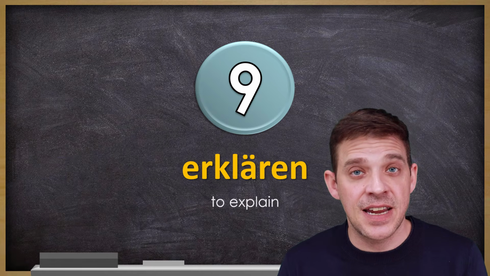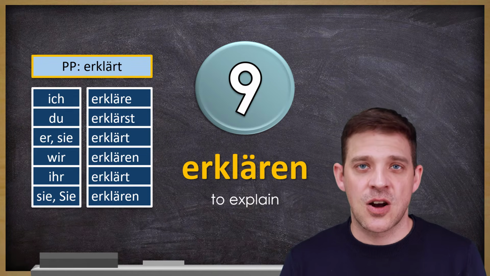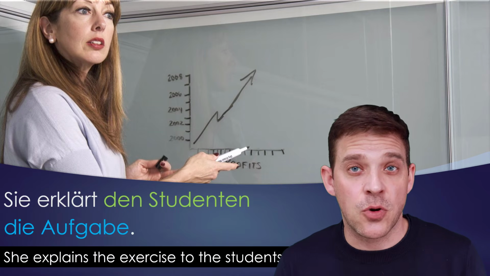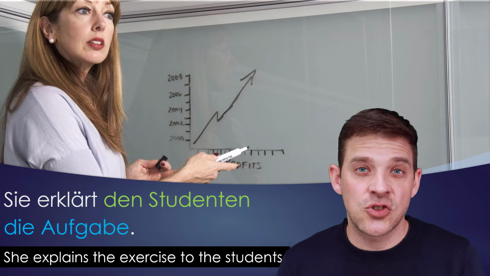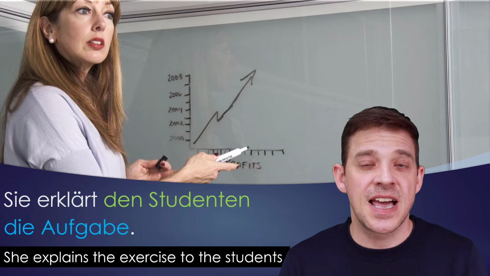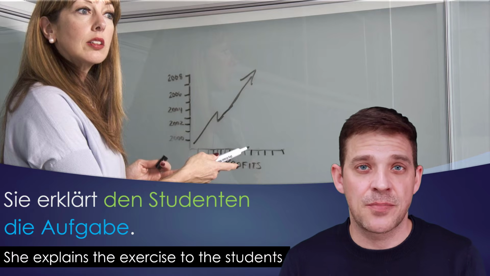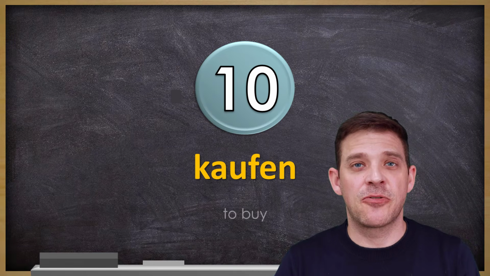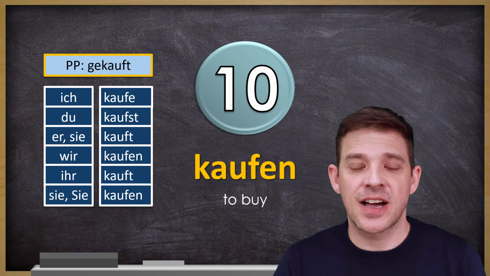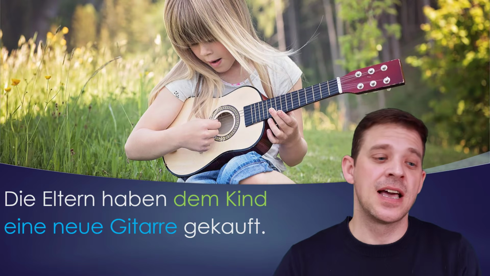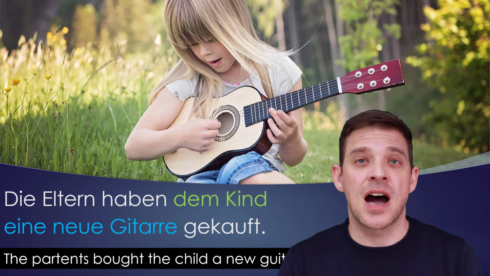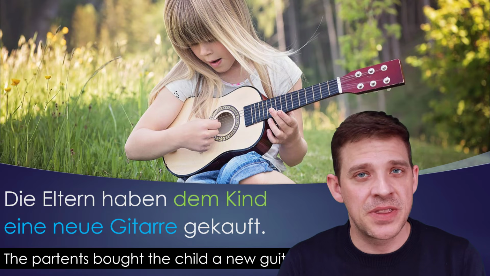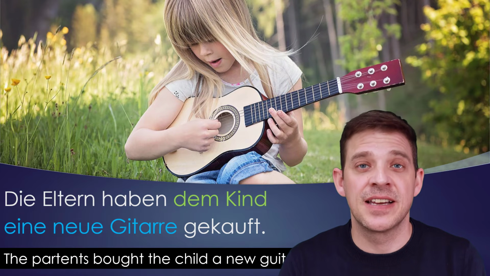Nummer 9, erklären. Erklären heißt to explain. Auch ein regelmäßiges Verb. Zum Beispiel, die Lehrerin erklärt den Studenten die Aufgabe. Sie erklärt den Studenten, Plural, Dativ, die Aufgabe, Akkusativ. And the last one, Nummer 10, kaufen. Kaufen heißt to buy something. Und kaufen ist auch ein regelmäßiges Verb. Zum Beispiel, die Eltern haben dem Kind eine neue Gitarre gekauft.